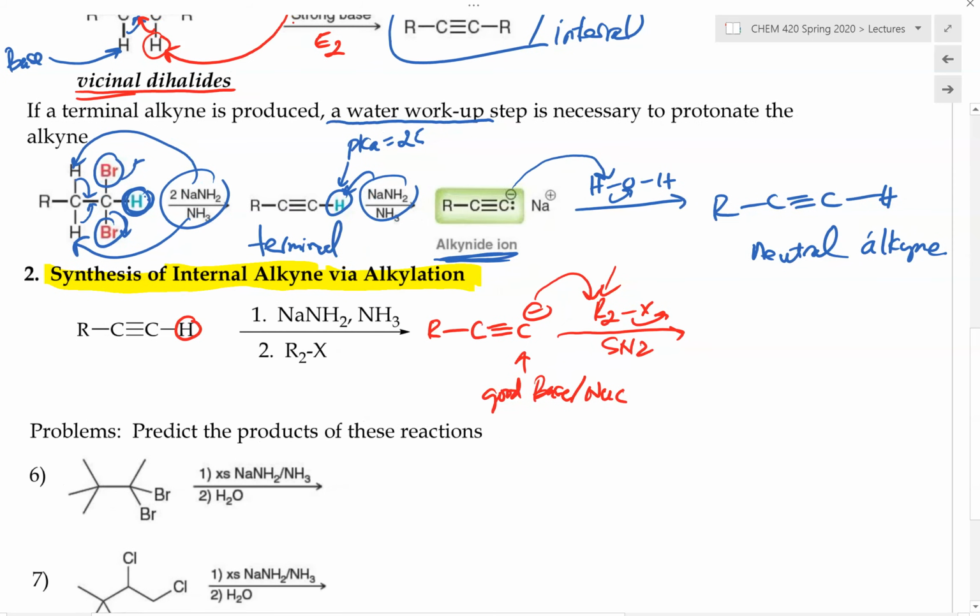And now we'll be able to add this R2 group to this carbon right here. So what we have successfully done now is converting a terminal alkyne into the internal alkyne.